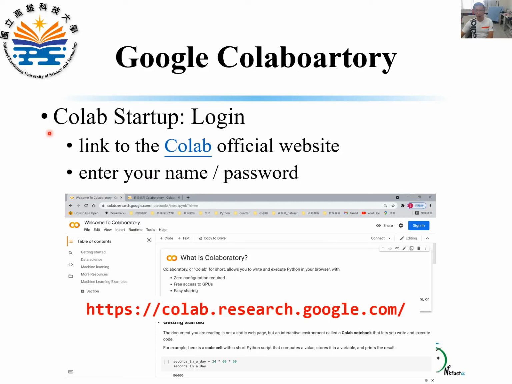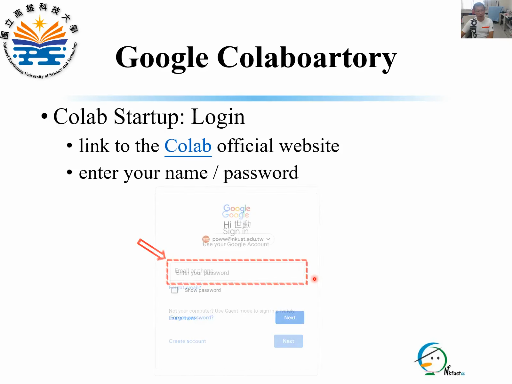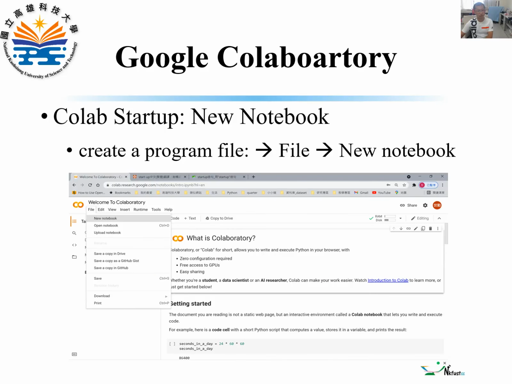To start up Colab, we firstly link to Colab official website via the link colab.research.google.com. Then we click the Sign In button and enter the name and the password of the Google account. After login, we create a Jupyter Notebook for Python programming by selecting menu items from File to New Notebook.